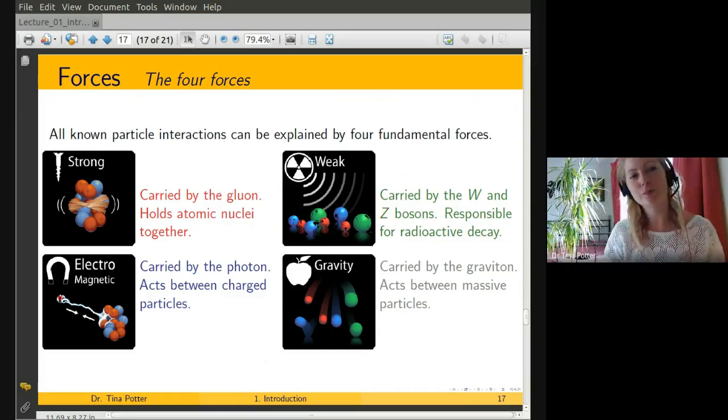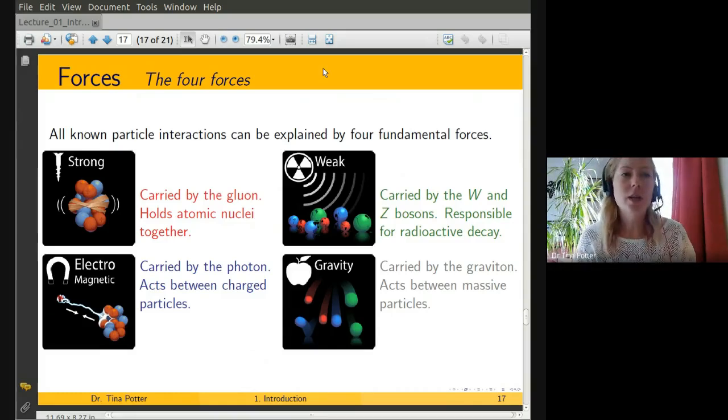And then we have the weak force, and this is the one that's actually responsible for radioactive decay, like beta decay and alpha decay. And this is the exchange of other bosons instead of the photon and the gluon. These are W and Z bosons, and all fundamental particles will interact via the weak force.